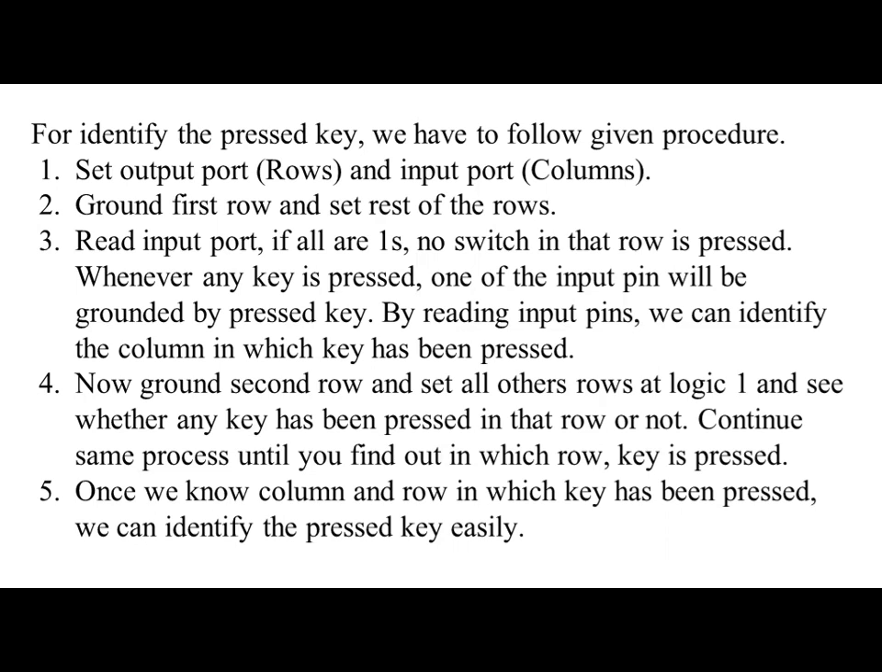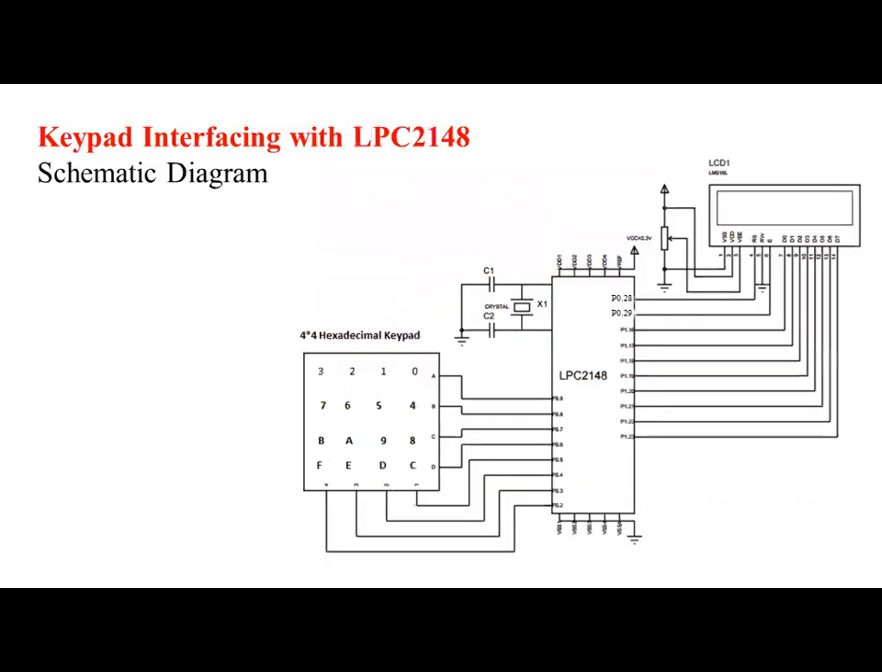Now ground second row and set all other rows at logic 1 and see whether any key has been pressed in that row or not. Continue the same process until you find out in which row key is pressed. Once we know column and row in which key has been pressed, we can identify the pressed key easily.